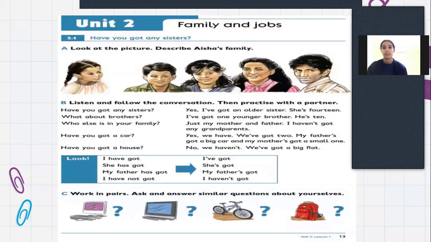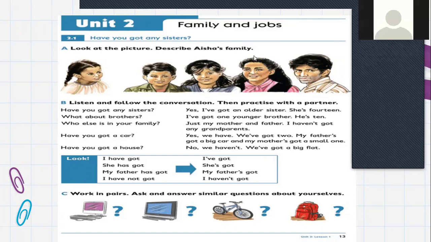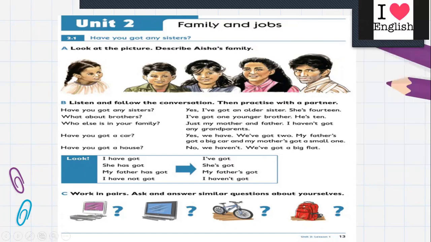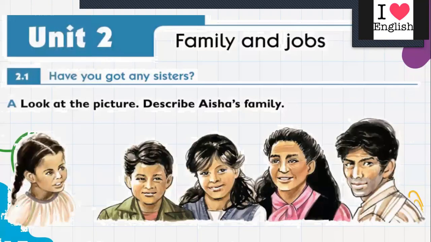Could you please open page 13 of your course book, Unit 2, Family and Jobs? Open your course book on page 13, Unit 2, Family and Jobs. Did you open your books? Yes, teacher. Yes, very good. Unit 2, Family and Jobs. Lesson 1, Have you got any sisters?